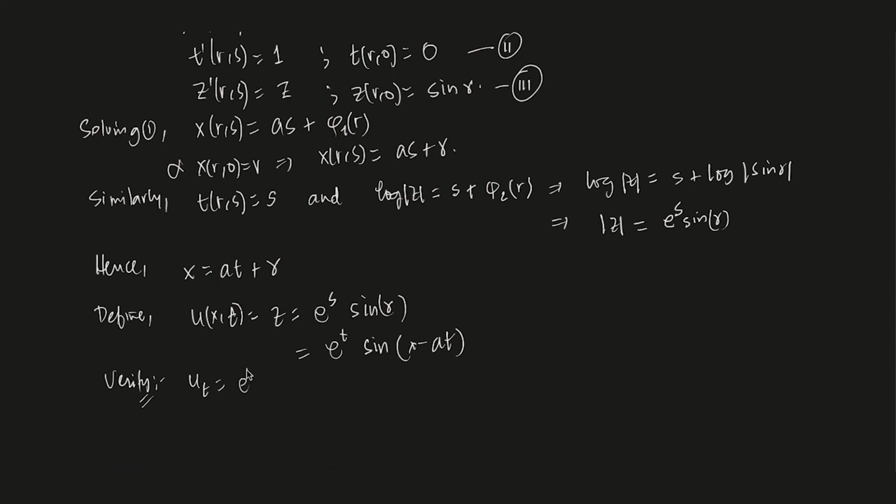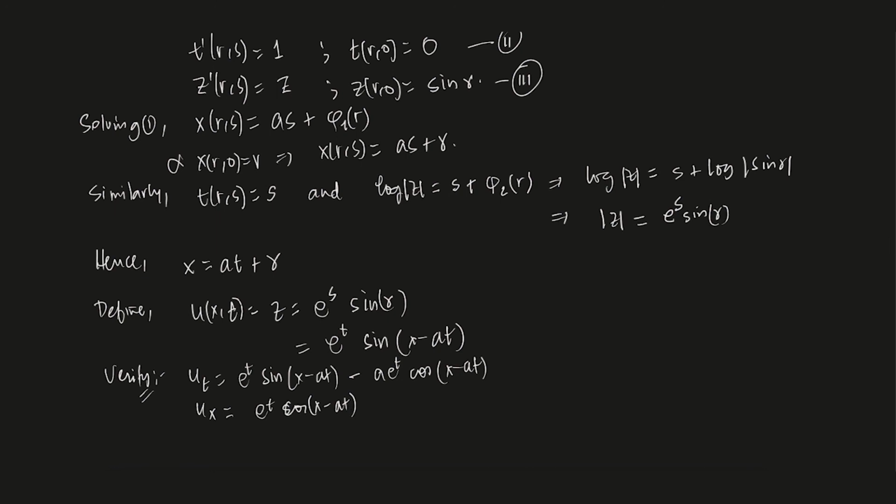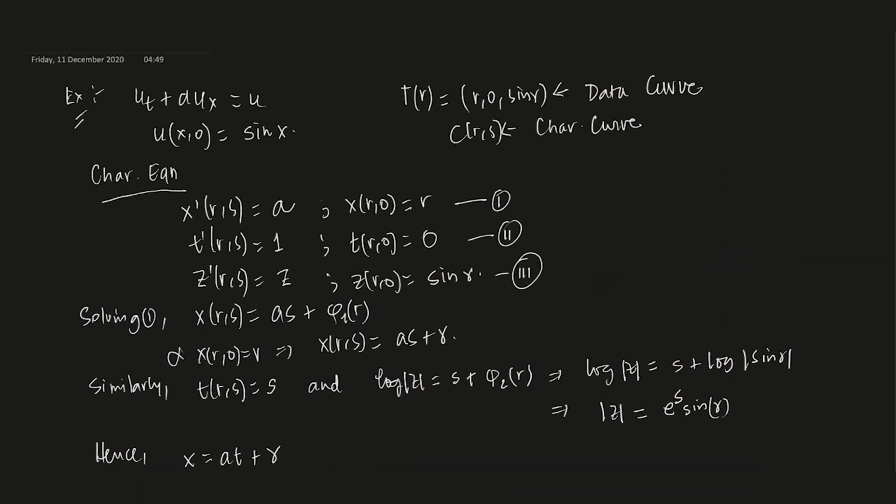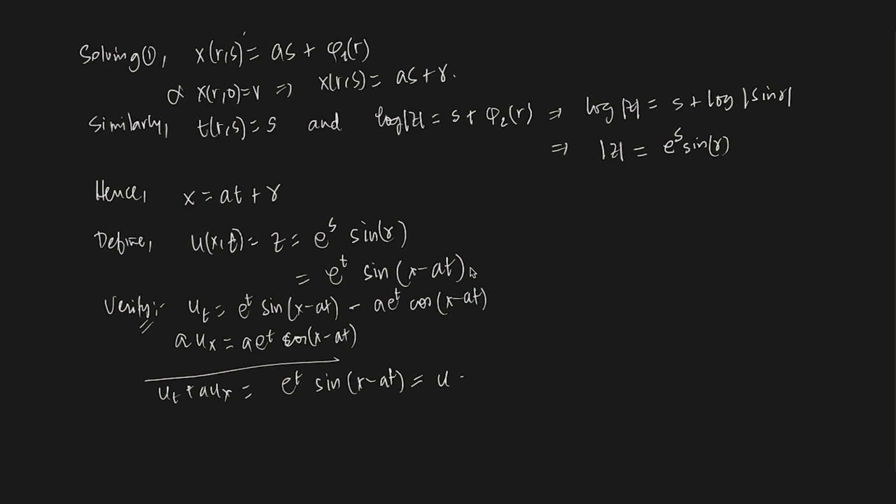ut is e to the power t sine of x minus a t, minus a e to the power t cosine of x minus a t. This is what we are getting, and ux equals e to the power t cosine of x minus a t. So what is our equation? Our equation is ut plus a ux. If you multiply this with a and add it up, ut plus a ux should give you e to the power t sine of x minus a t, which is your u. So ut plus a ux equals u. This is the equation, so this is the solution. This is our required solution.